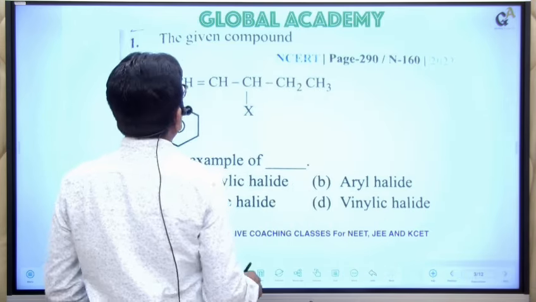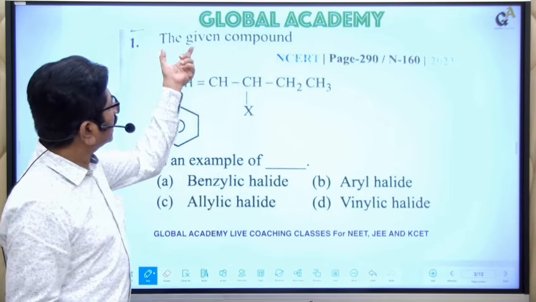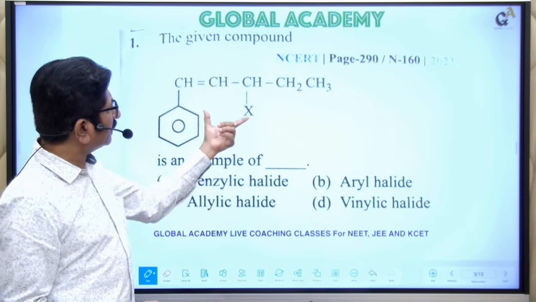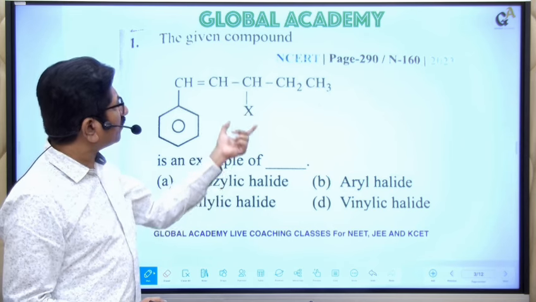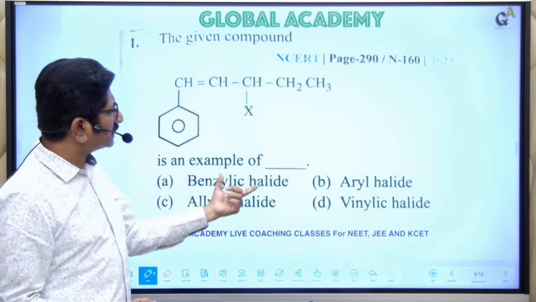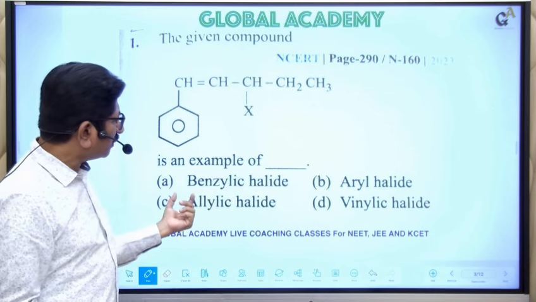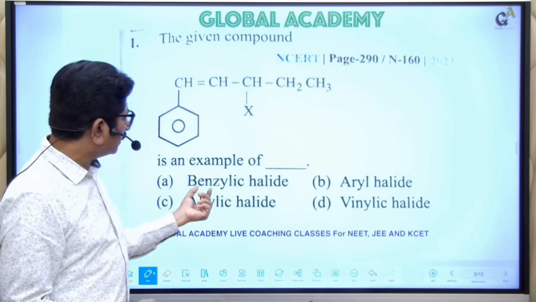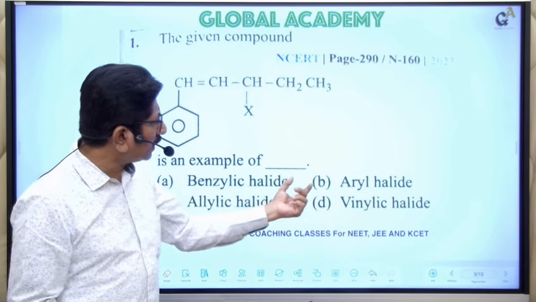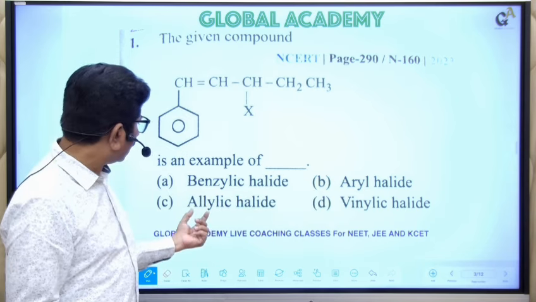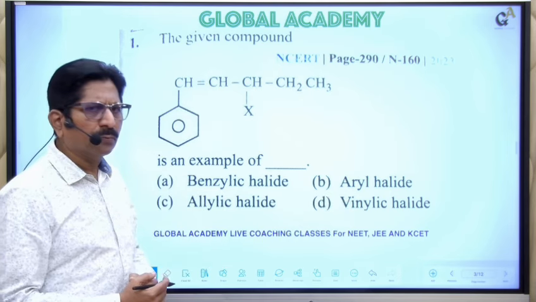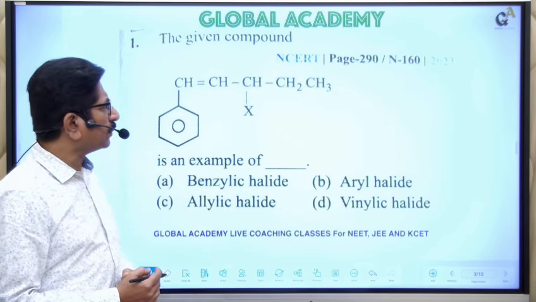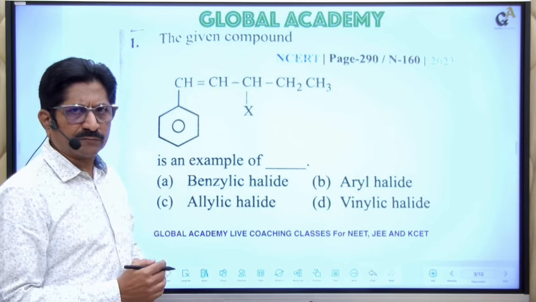Now, the first question: the given compound is an example of, and here four options are there: the benzylic halide, the arylic halide, the allylic halide, and the vinylic halide. Which is the compound? Now see the compound carefully.